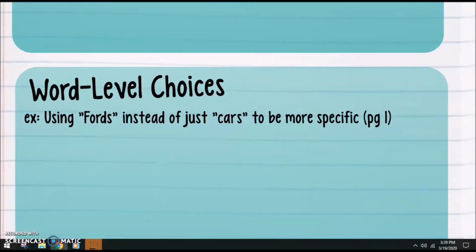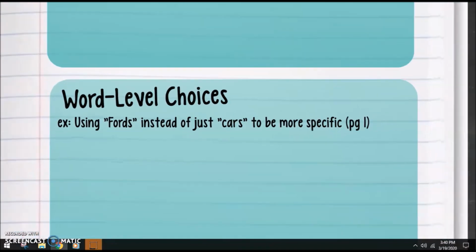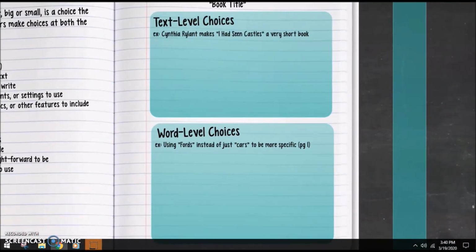Then we're going to go to our second one, and we're going to look at word level choices, all right? We're going to look specifically at words they used from a specific part of your book, okay? So again, you're writing my example. He uses Fords instead of just cars to be more specific. And you can see beside it on word level choices, I put the page number. That is something I would want you to do: put where in the story you got your information for word level choices. Again, this should be the whole entire page. It should be just two boxes. They don't have to be perfect. If you just want to draw a line and split them in half, that's fine. But make sure you label the first one text level choices and the second one word level choices, and write my example. Okay.